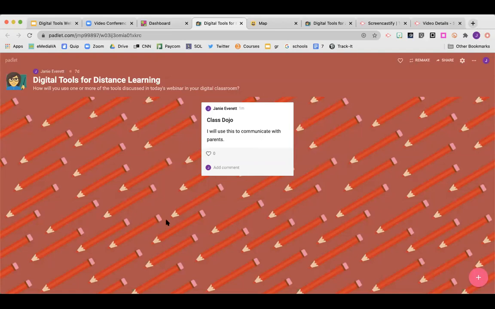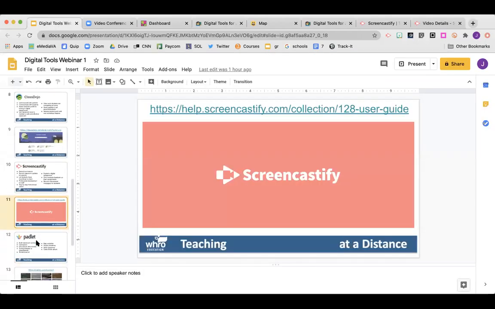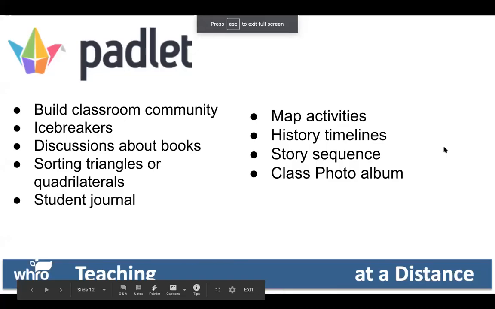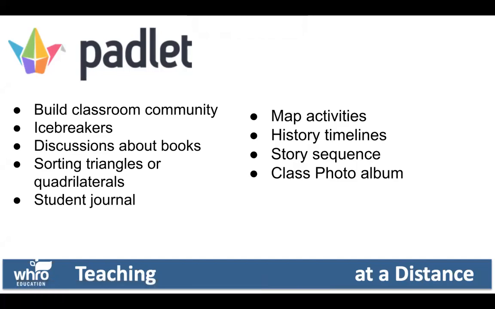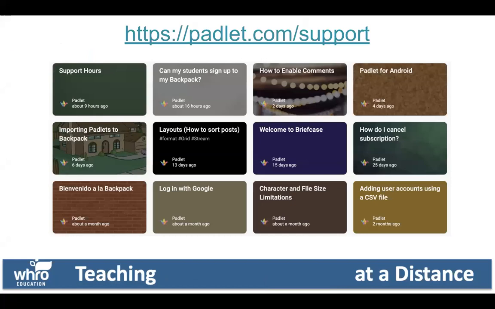So that being said, that was a very quick overview of Padlet, but it is very, very simple to use. And some of the ways I came up with to use Padlet are for, of course, icebreakers, keeping that classroom community feel. You could have book discussions here. You could sort triangles or quadrilaterals or sort anything. Students could keep these as journals and share the link with you. Map activities. One of the settings is a timeline. So you could use these for timelines. You could do story sequencing. You could just use it as a class photo album if you wanted to, because you can also add photos, not just text. And then of course, there is support for Padlet.